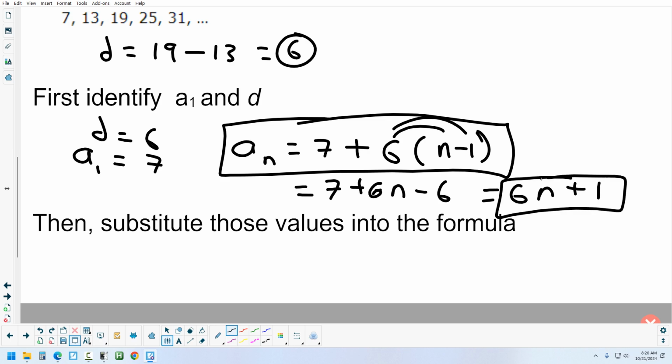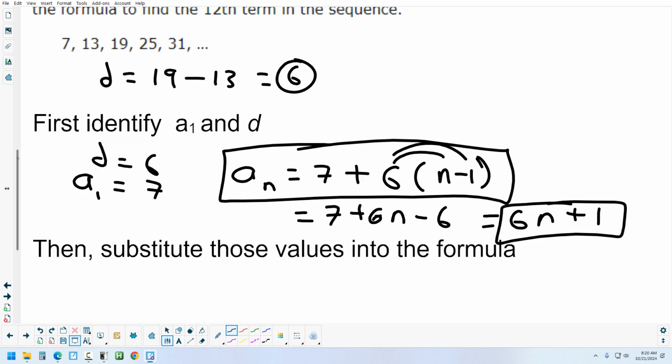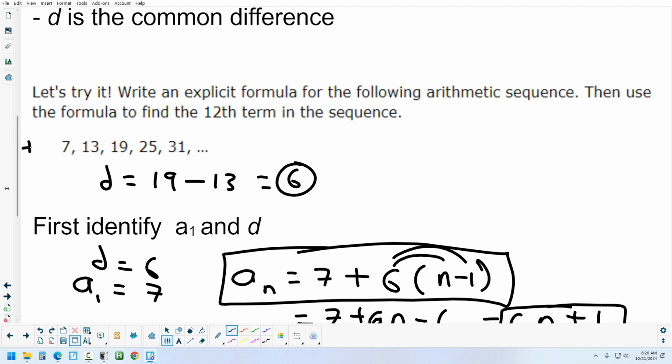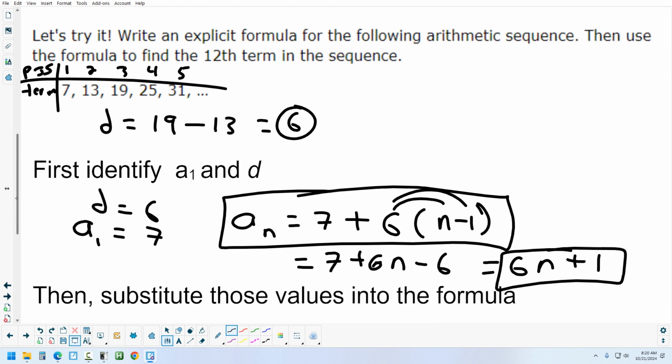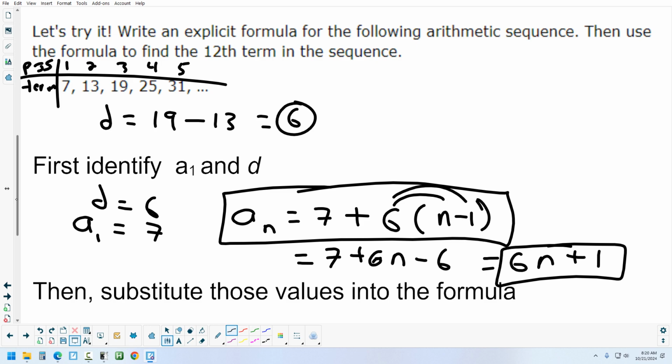Okay, so now, if you try that formula, let's see if it works. Okay, so this is the term. Up here will be the position. 1, 2, 3, 4, 5. Let's see if that formula works to calculate the number in the third spot. So let's try it. Let's plug in a 3 for the n. What's 6 times 3?